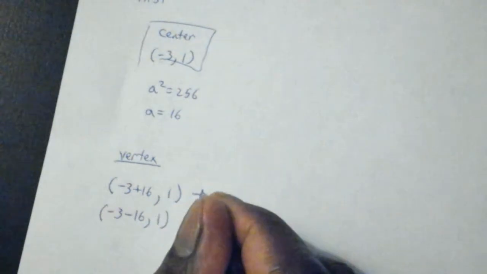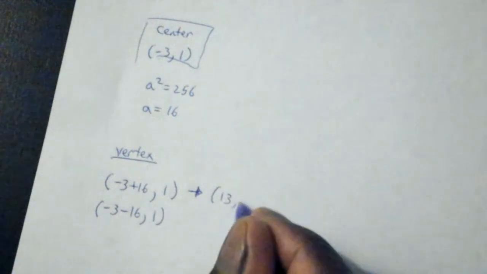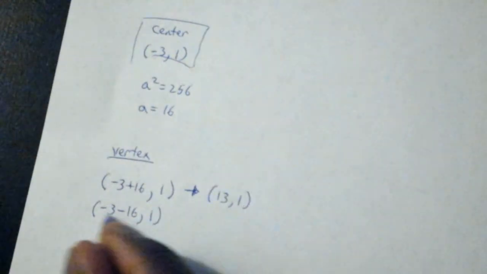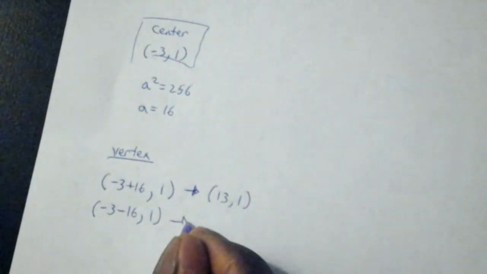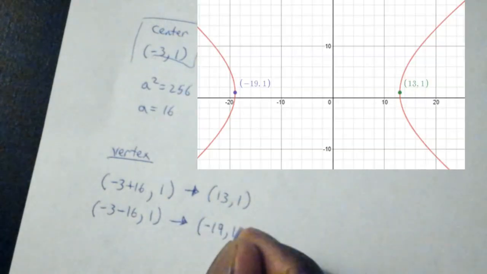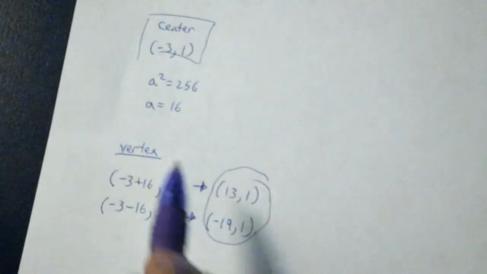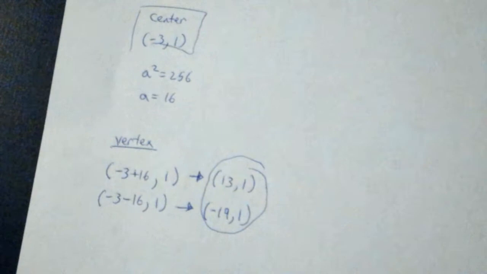When we do all the algebra for it, basically the arithmetic, we're going to end up with two values: 13, comma 1 and -19, comma 1. So let's go ahead now and find our focus.